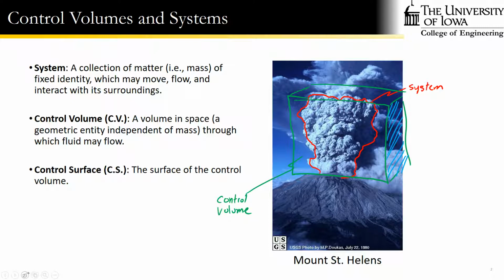But then this box has to be made up of 6 surfaces, which are going to be known as our control surfaces. And so the only way that part of our system can enter or exit the control volume is by crossing through a control surface.